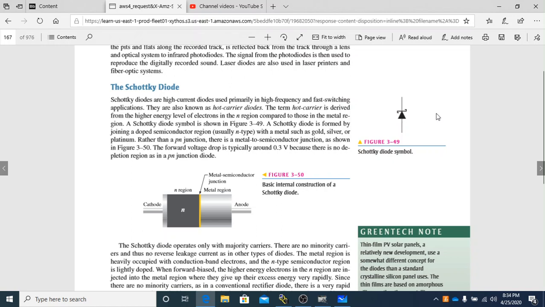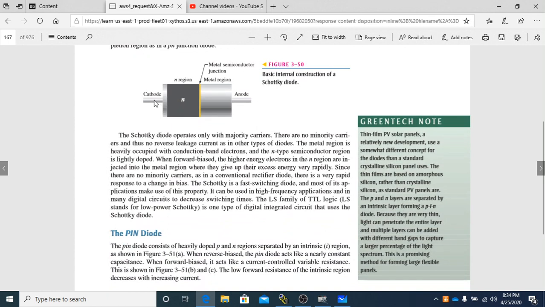I was thinking about a tunnel diode because there are like three different symbols primarily for a tunnel diode. So this is the symbol for a Schottky. A Schottky diode is formed by joining a doped semiconductor region, usually an N-type, with a metal such as gold, silver, or platinum. Rather than a p-n junction, there is a metal semiconductor junction as shown in figure 350. So here's the construction. The forward voltage drop is typically around 0.3 volts because there is no depletion region as in a p-n junction diode.